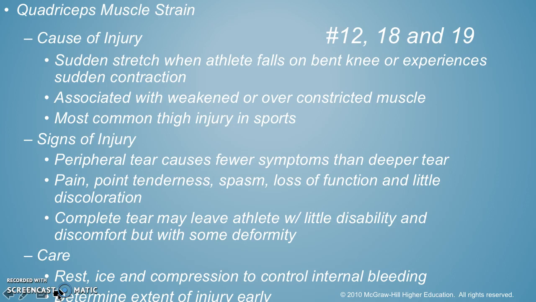Signs of injury. A peripheral tear, which means along the outer edges, is going to cause fewer symptoms than a deeper tear. There'll be pain, point tenderness, spasm, and loss of function. A complete tear actually may leave the athlete with little disability and discomfort, but it'll be deformed. I'll show you a slide on this in the next couple of slides. And then what do you do for it? Well, you've got to rest it and ice it and really compress it early. And you don't want to stretch it early. Rest, ice, compress it early. Then you can maybe move on to some more stretching and range of motion work after you get the initial swelling taken care of.